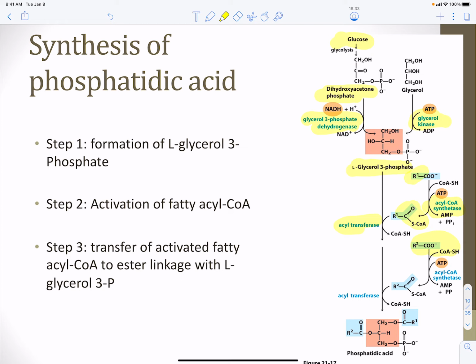Then you can activate your second fat. So that's R2, with the same acyl-CoA synthase. It activates that, uses ATP again. And you have another acyl transferase which attaches the R2 group to that second carbon. And of course, phosphate attached to that third carbon leads to phosphatidic acid.